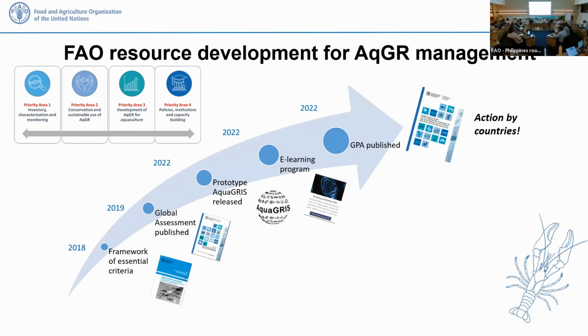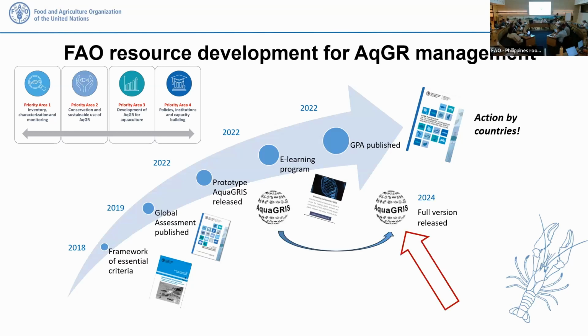So having done all of this work, we are now in a phase where we are trying to support countries and organizations such as NGOs and intergovernmental organizations to start implementing, so that we can actually look at changing and improving the way in which genetic resources are managed by countries. So we're now in the exciting phase where we are trying to work with countries to support the implementation of elements of the Global Plan of Action.